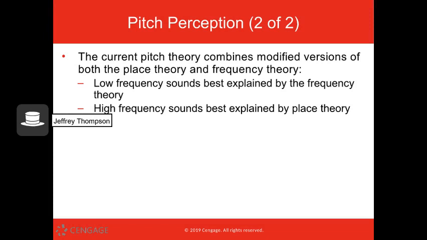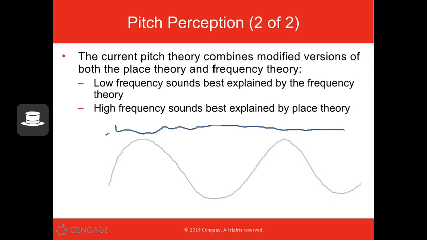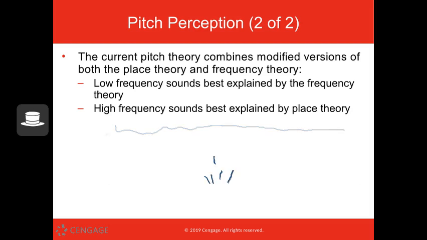So our current theory is a hybrid of the two. Low frequency sounds are better explained by the frequency theory, because those very slow frequencies can be explained by firing. If you have something that's super high frequency, those neurons would have to be firing pretty rapidly. High frequency sounds are better explained by place theory, the idea that specific cilia are maybe very responsive to a specific range of frequencies.